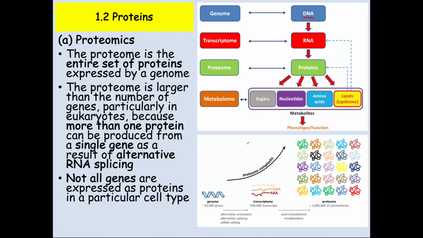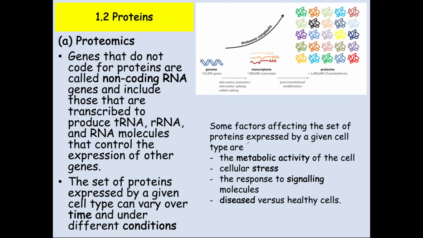We have specific proteins that are produced for that particular cell type, okay? And we learned about that in Higher Human Biology, where we looked at the proteins that are expressed through cellular differentiation are characteristic for that particular cell type. So genes that do not code for proteins are called non-coding RNA. And those non-coding RNA genes include those that are transcribed to produce tRNA, rRNA, and RNA molecules that control the expression of other genes, okay? And we'll have come across tRNA and rRNA in Higher, and the other RNA molecules that control the expression of other genes within our genome.